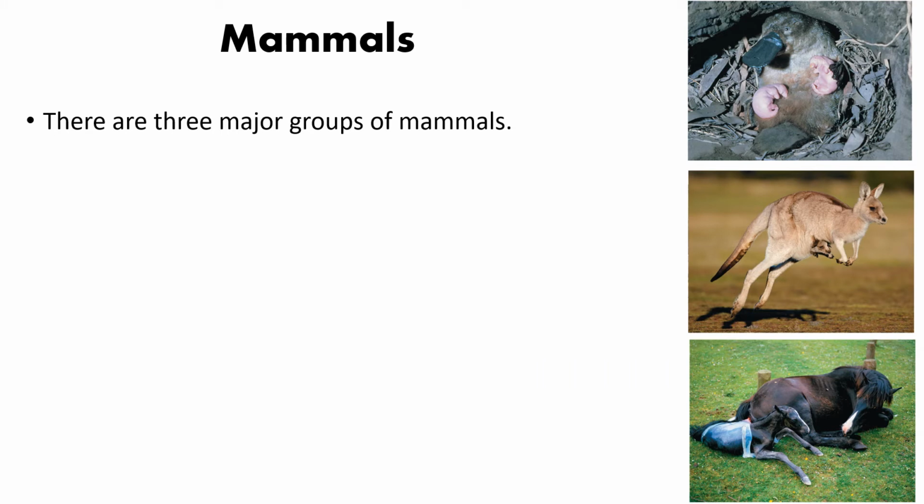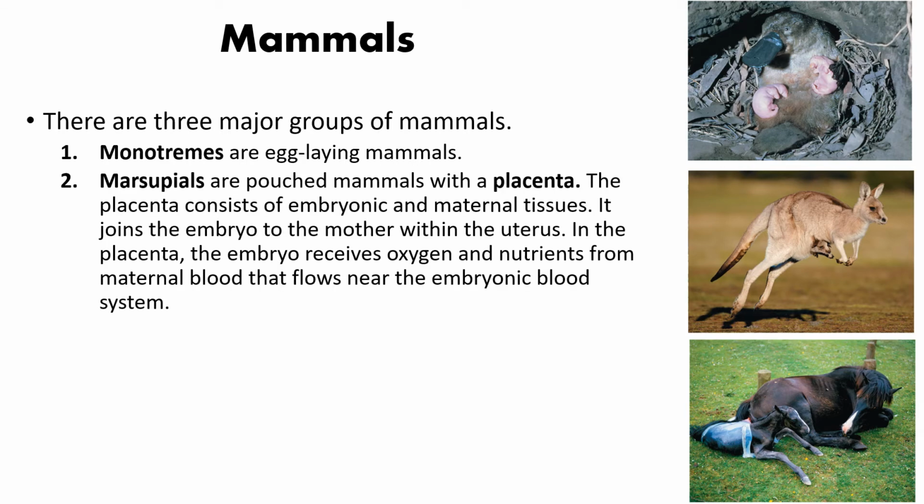So there are 3 major groups of mammals. The first group are the monotremes, and these are the only group that lay eggs. Our second group are the marsupials, and these are all going to have pouches. They also have something called the placenta, which is a mixture of embryonic and maternal tissues. So the embryo is going to be within the mother's uterus, and it is going to receive oxygen and nutrients from the maternal blood flow.